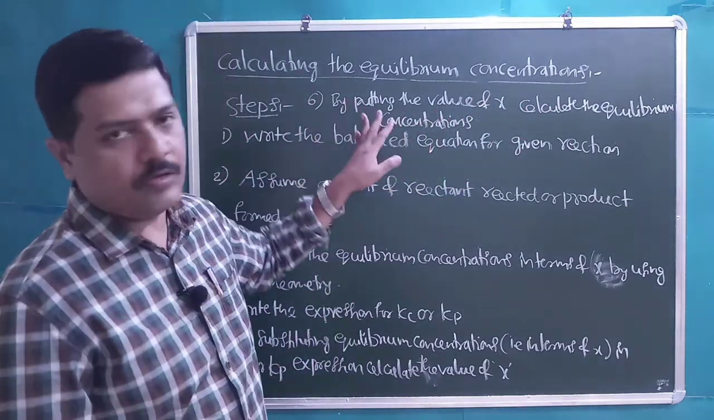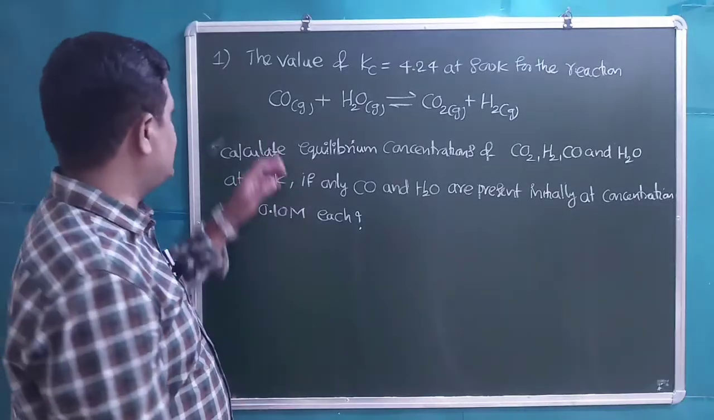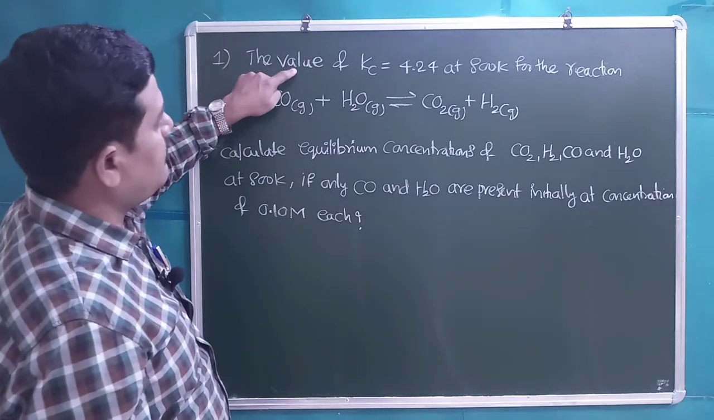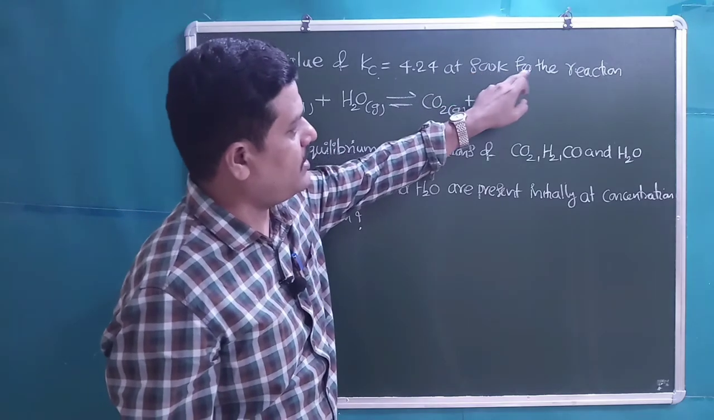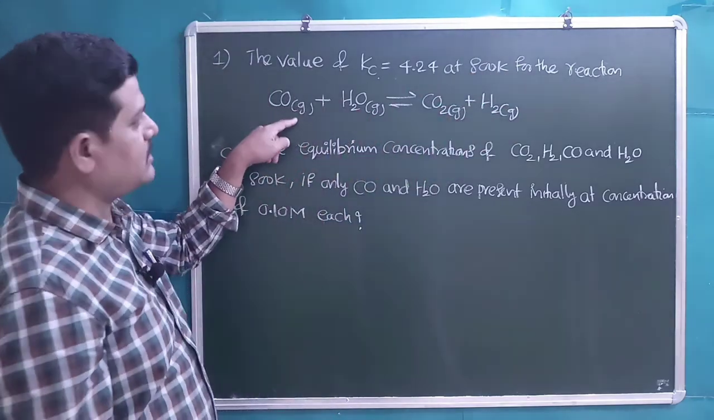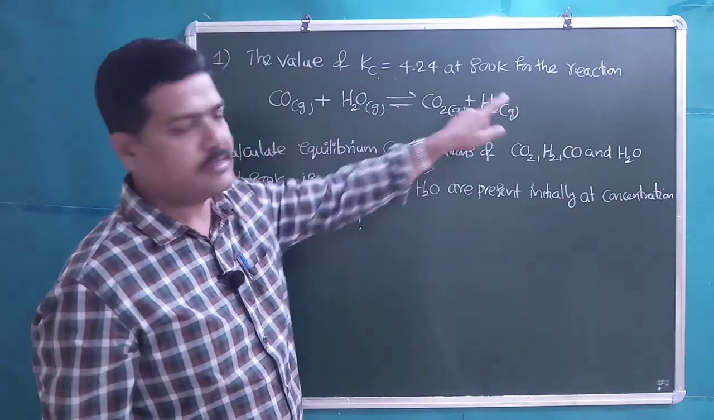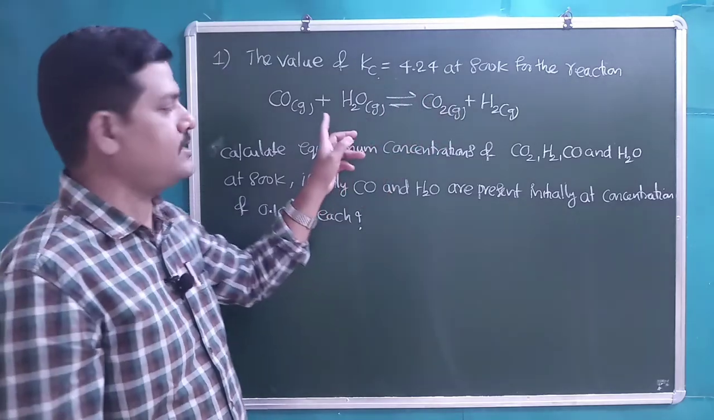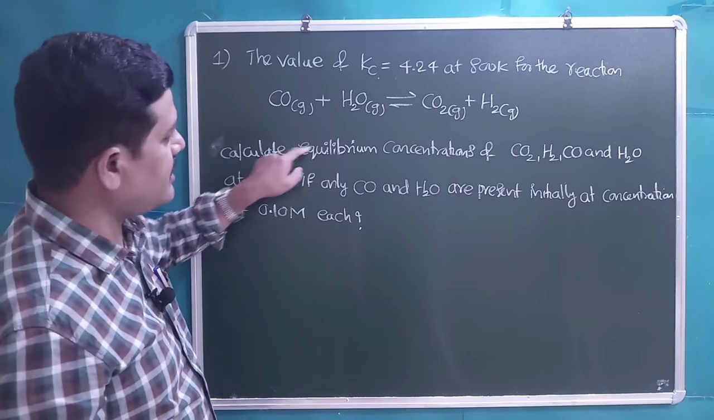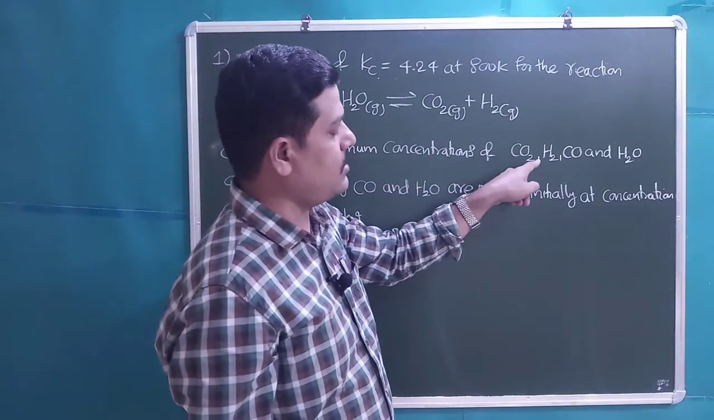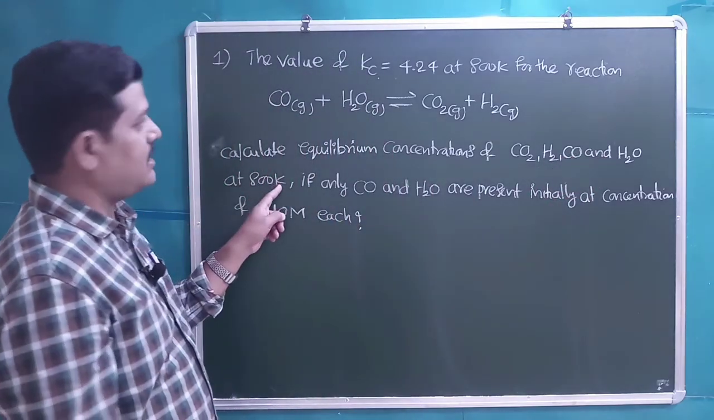Students, we will do two numericals based on this, then you can better understand this concept. Let us take one question. The value of Kc is equal to 4.24 at 800 Kelvin for the reaction CO gas plus H2O gas giving CO2 gas plus H2 gas. This is known as the water gas shift reaction. Calculate the equilibrium concentrations of CO2, H2, CO and H2O at 800 Kelvin.